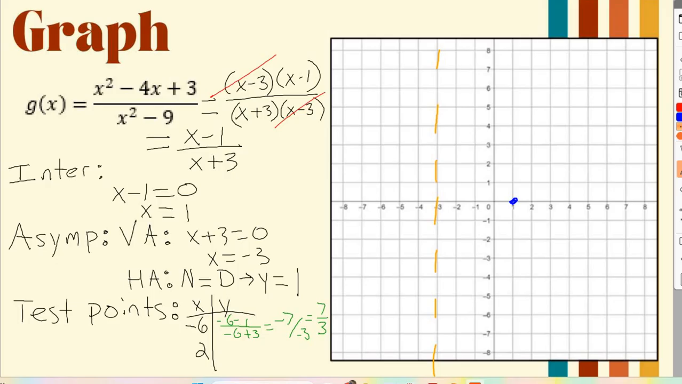Okay. Then I have 2 minus 1 divided by 2 plus 3. So on top we're going to get a 1, and on bottom a 5. So we get 1/5. So I'm going to plot those points. Oops, sorry, I forgot my horizontal. I felt like I was missing something. Let's plot that one at 1 this time.